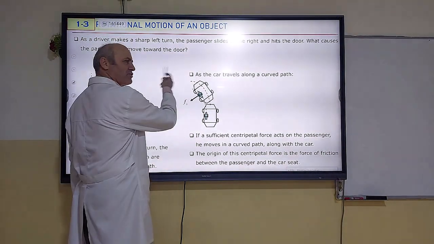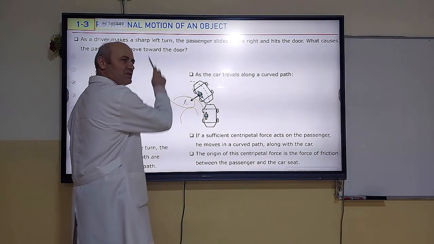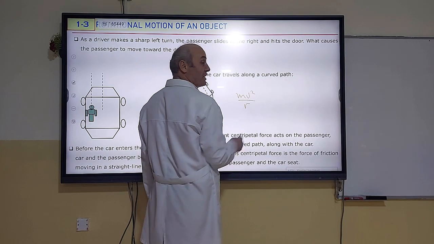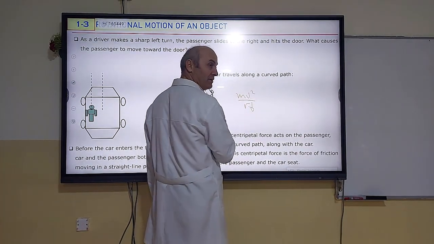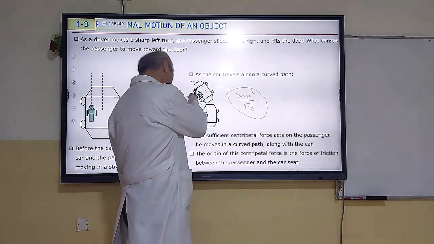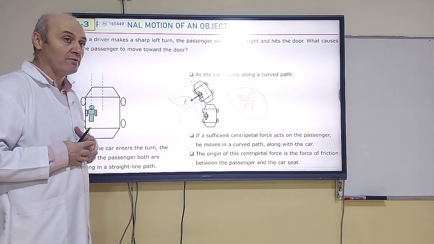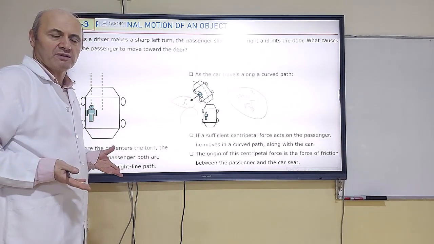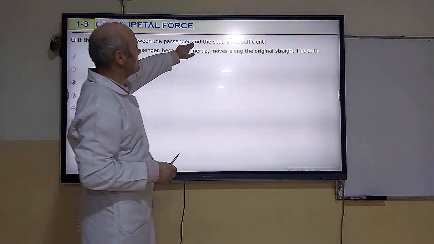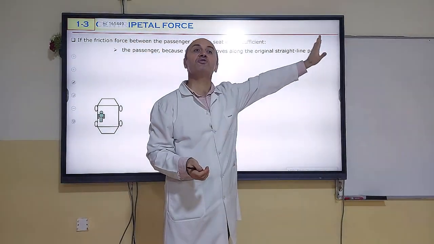But when the turn becomes not that soft, a sudden turn, a sharp turn, in this case, this static friction force cannot be enough, because the centripetal force equation is mv squared over r. If you make a sharp turn, r decreases. If r decreases, the centripetal force should increase. But what if you don't provide enough centripetal force? In this case, this passenger cannot follow a circular path. So what is the tendency of the passenger? To follow a straight line path. So we will say that if the friction force between the passenger and this seat is not sufficient, in a sharp turn, the passenger, because of inertia, moves along the original straight line path that way.